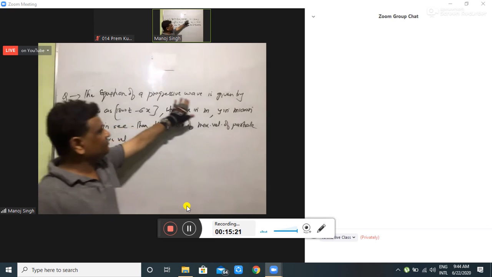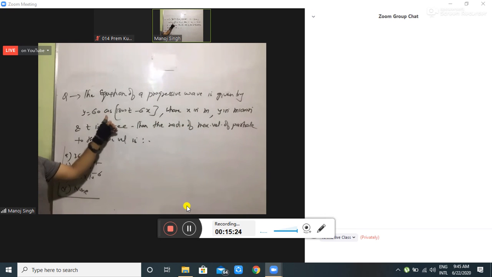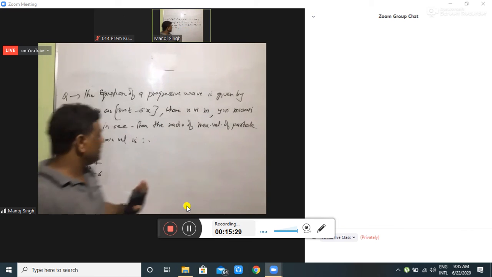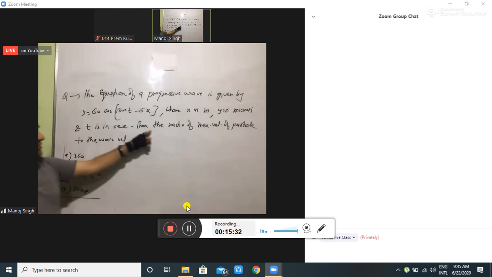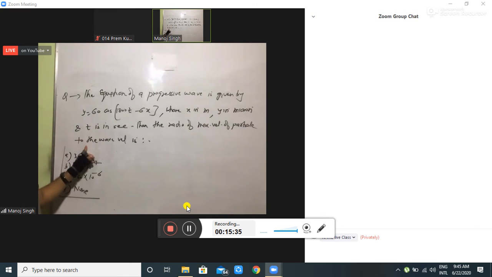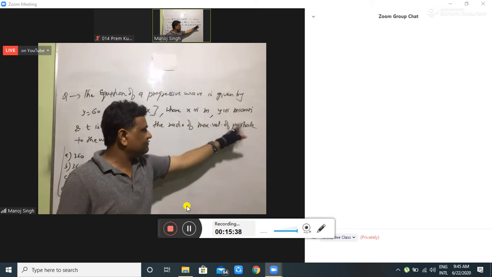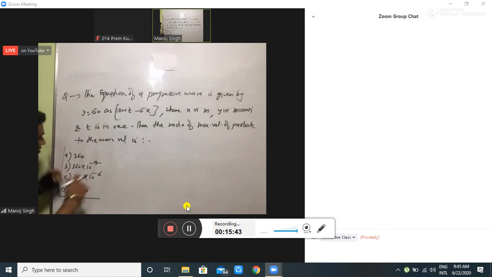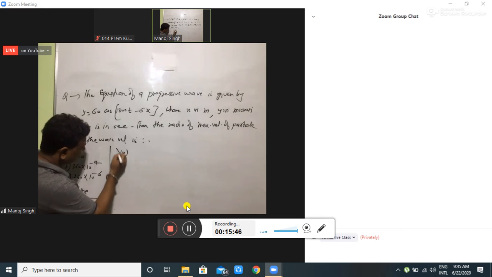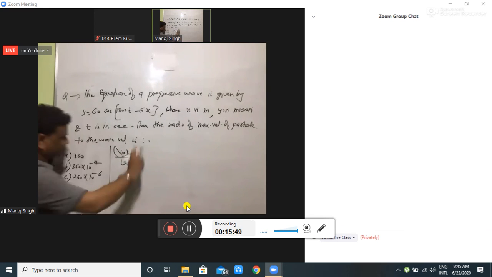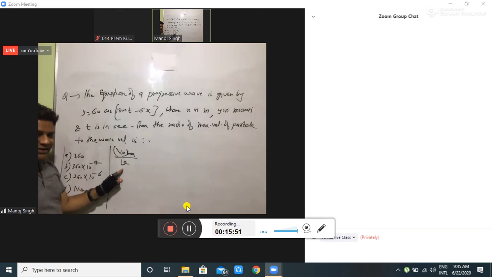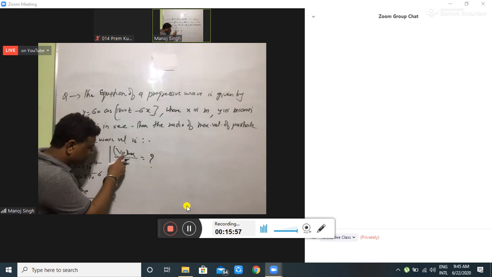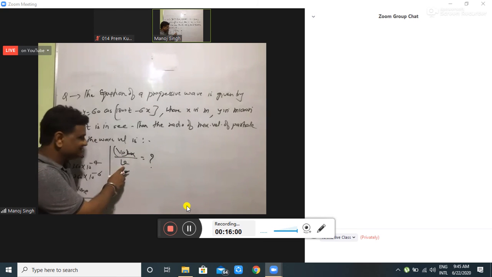The equation of a progressive wave is given by y equals 60 cos(1800t minus 6x), where x is in meters, y is in microns and t is in seconds. Then the ratio of the maximum velocity of the particle of the medium to the wave velocity. What is being asked in the question? Vp maximum divided by small v. This is the asking part.